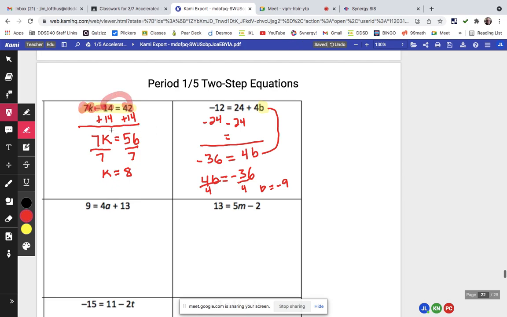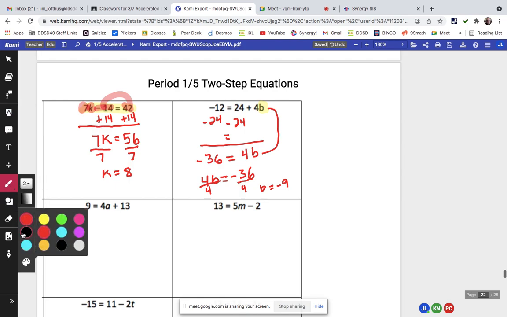So we're going to undo that. We're going to add 14 to both sides. Negative 14 and positive 14 is 0, so then we just write down right here the leftover, which is 7k, and we write the result of that right here, which is 56.